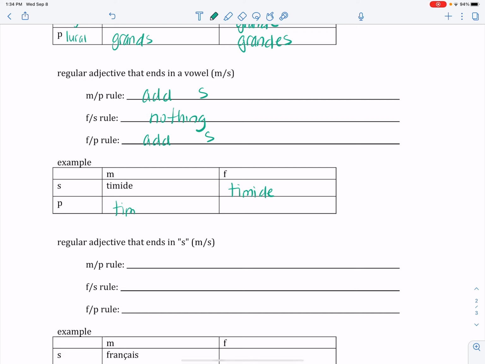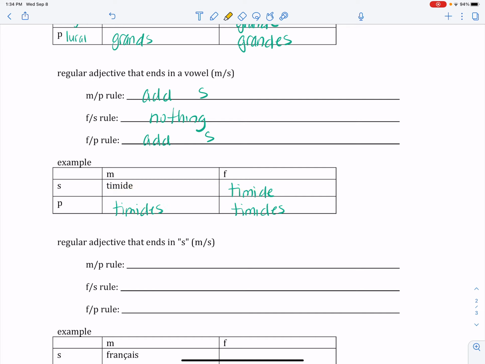So we have timides and timides. So the S doesn't change the pronunciation at all. So we have timide, timide, timides, timides. All four are pronounced the same.